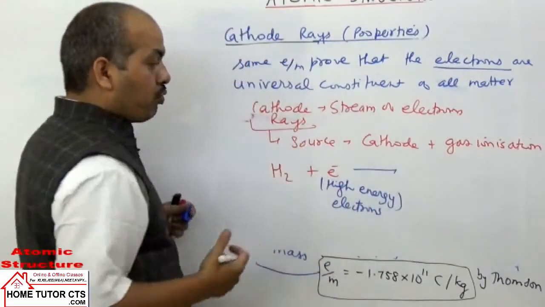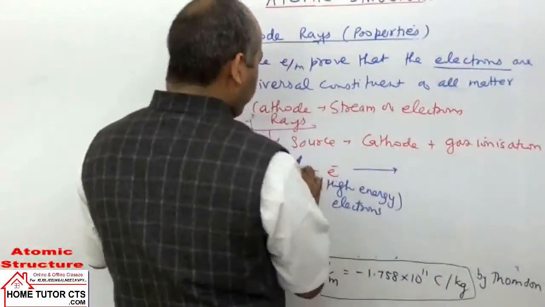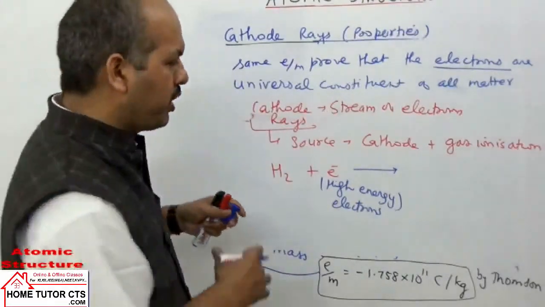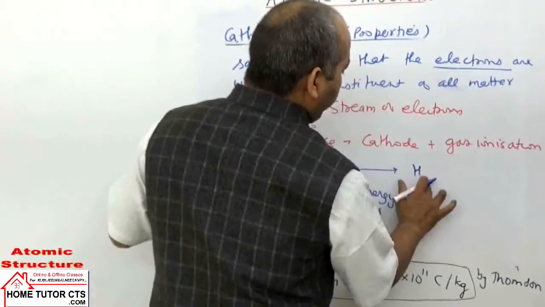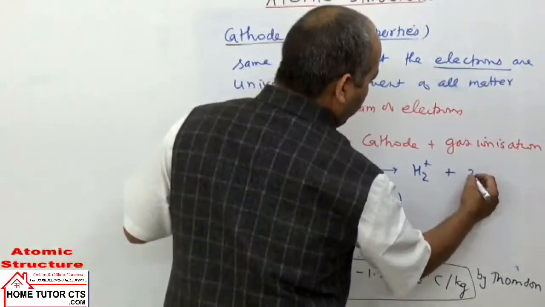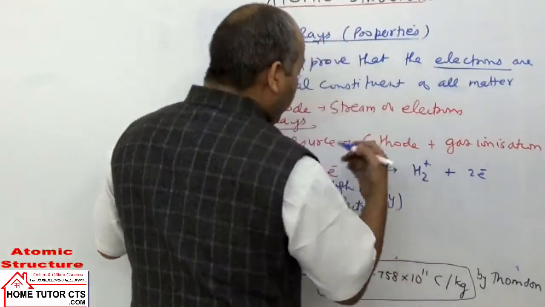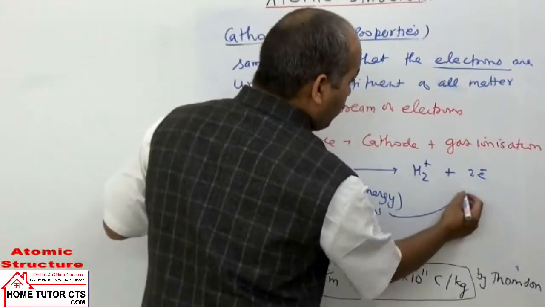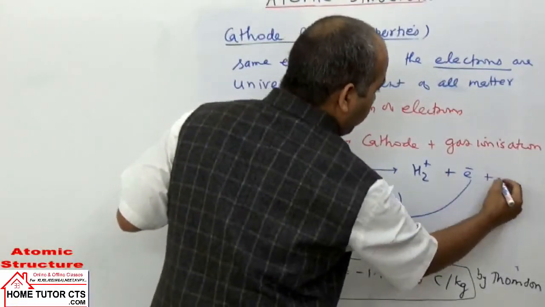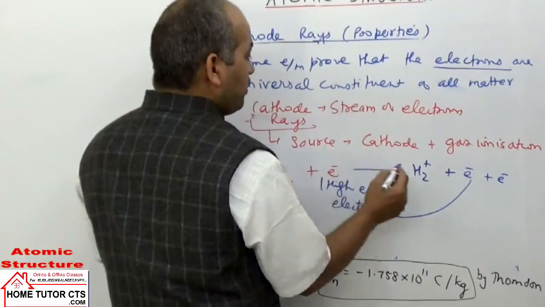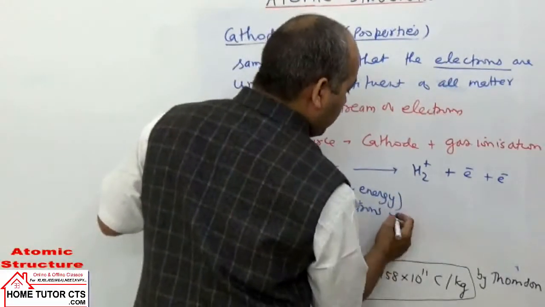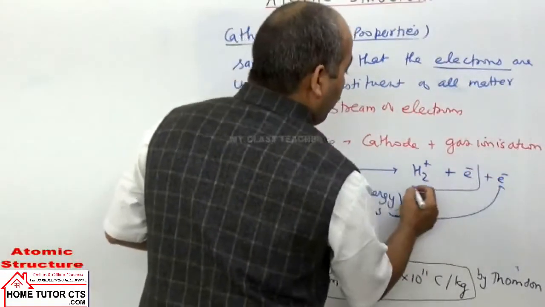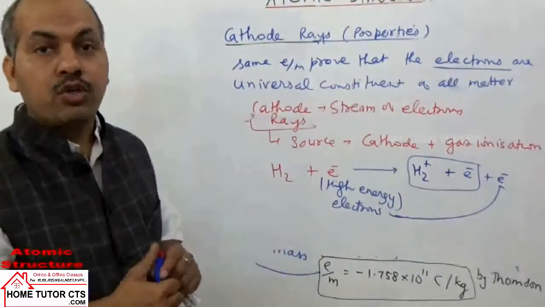Those high energy electrons will knock out some more electrons from the gas molecules, or they can first make the gas molecule dissociate to form atoms, and then from the atom they can knock out electrons. In any way, I am writing in a simplified way. If I write H2 gives H2 ion plus 2 electrons, where do we get the second electron from? From the H2 molecule when it dissociates. So this is electron 1, and I can write 2 e, e plus e. This electron comes from the cathode, which is original, and the second electron from the hydrogen gas molecule dissociation.